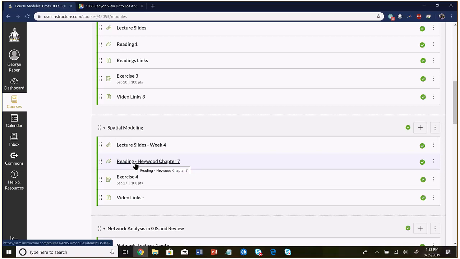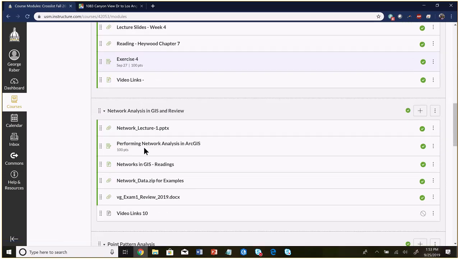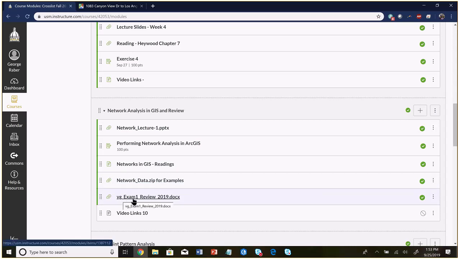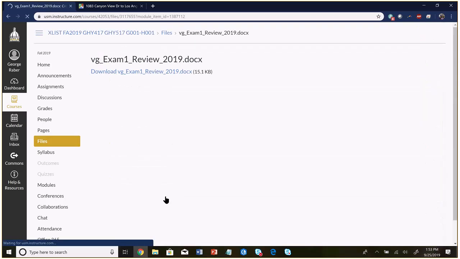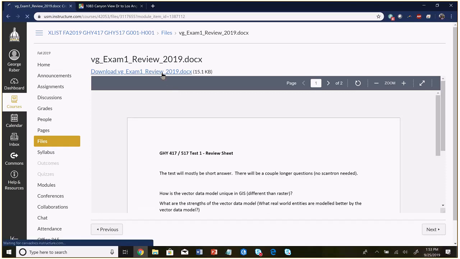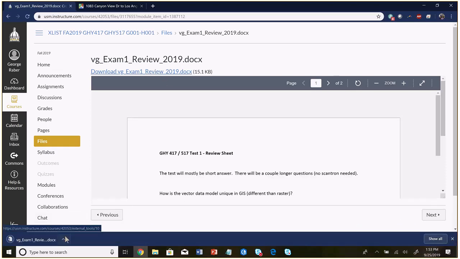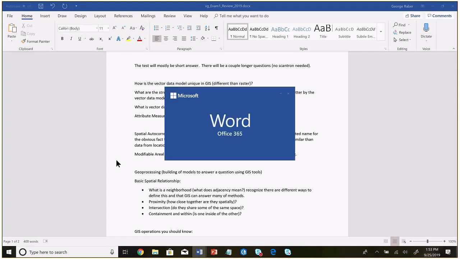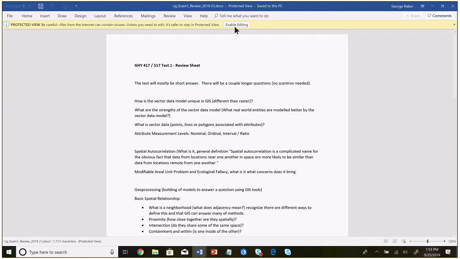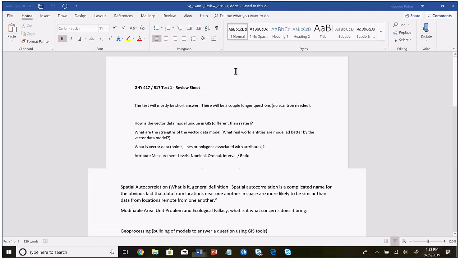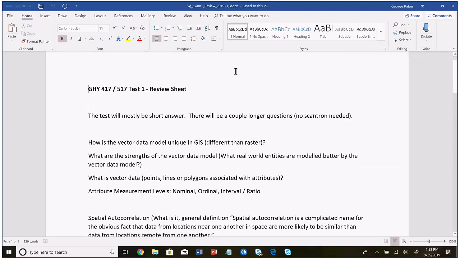Okay, so here is, I also moved it, so it's down here now. It's called Vector Graphics Exam 1 Review 2019, and it is very similar, if not exactly the same as it was before, but I did add the section on network modeling. So we're going to go through this right now. And before I do that, I'm also going to have the actual exam up that I've already written on the other side, so I can refer to it.